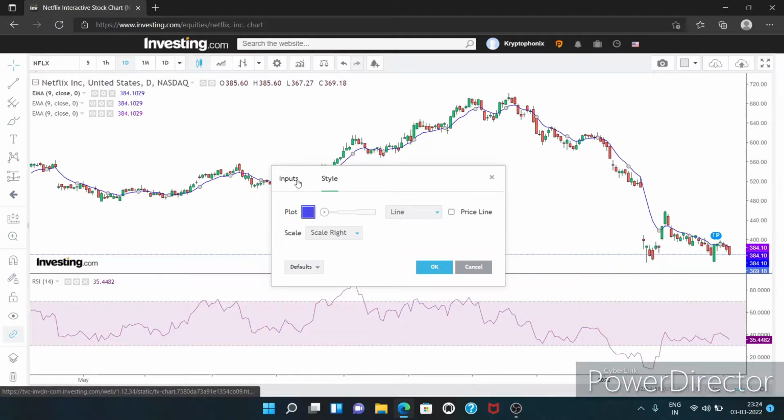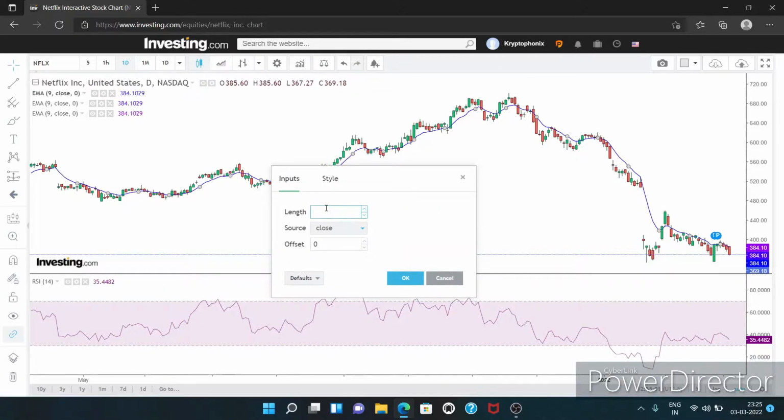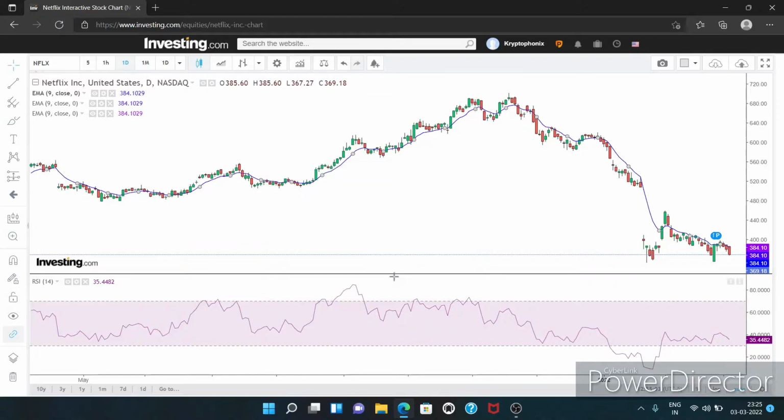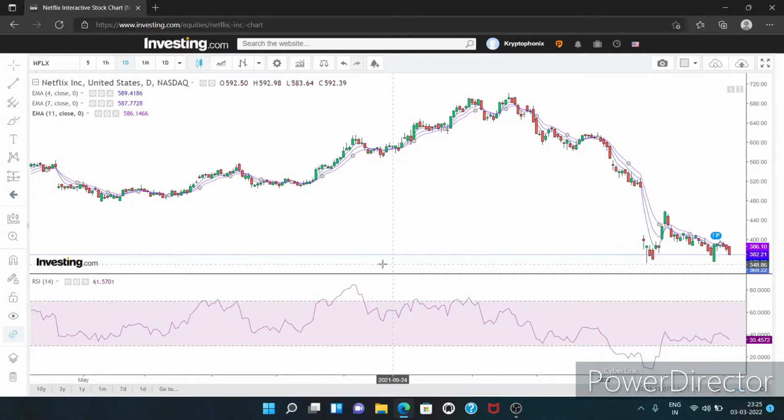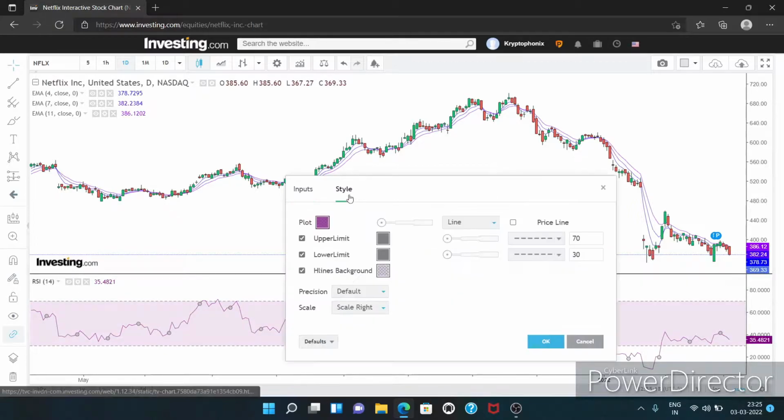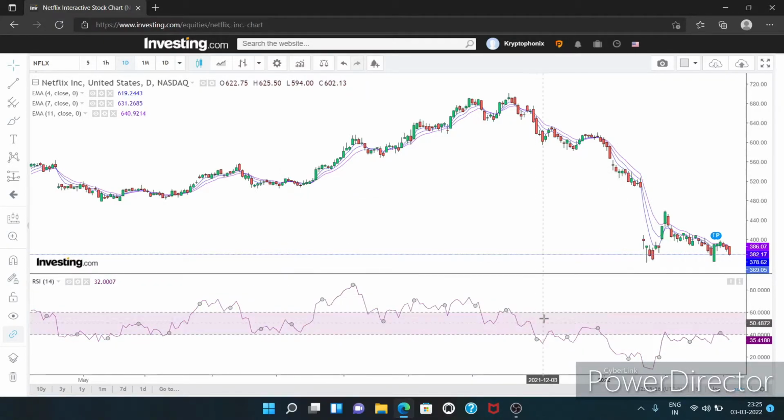For the first EMA, we will be selecting 4 as the length. For the second one, we will be selecting 7 as the length. For the third one, we will be selecting 11 as the length. In the RSI, what we'll do in the settings is the upper band will be at 60 and the lower band will be at 40. So this is how RSI will look.